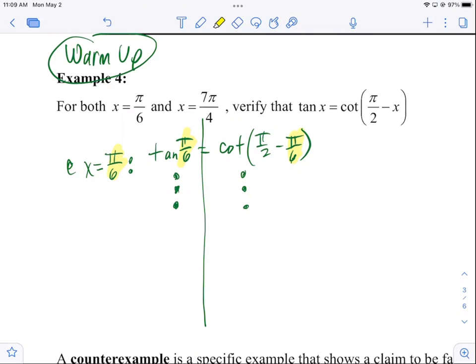Anyway, here we go. We've got the tangent of x equals cotangent of pi halves minus x. That's the cofunction identity. Tangent of an angle is equal to cotangent of its complement. Can't prove it, as I said, yet, but we can sure verify it.